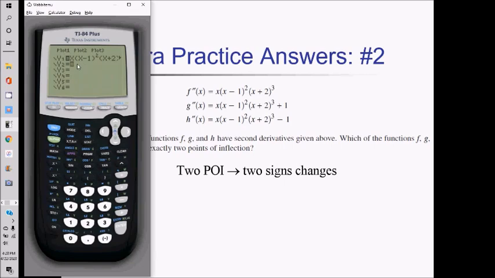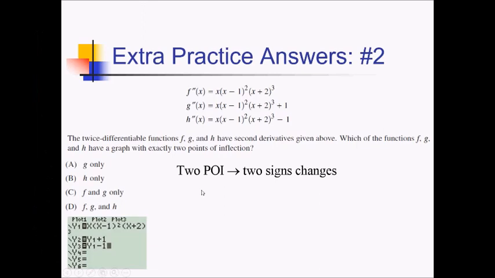So I'm going to do alpha trace, call up y1, and then I'm just going to do plus 1. And then for the h double prime function, it's basically f double prime minus 1. So I'm going to do, again, alpha trace y1, and I'm just going to subtract 1. So we've got f, g, and h double prime. All right, now that I've got all those entered in there, I'm going to graph them, but I don't want to graph them all at the same time. So just make sure you deselect the ones you don't want to look at.